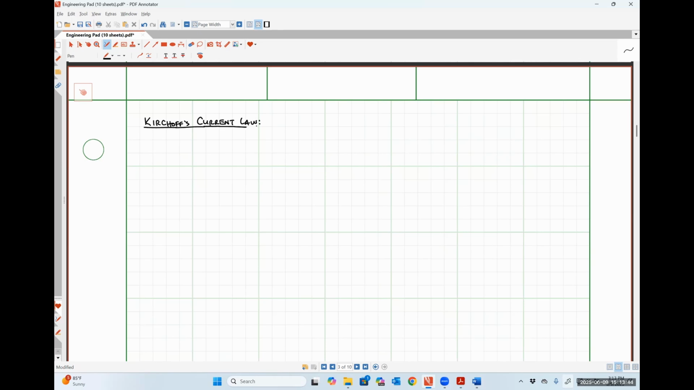There are really three different ways that we can think about Kirchhoff's current law, or KCL. Before I write things down, I'm going to start with a picture. Imagine here towards the center of the page that we have a node point. There are multiple paths connected to this node point, and all of these are part of some larger circuit.